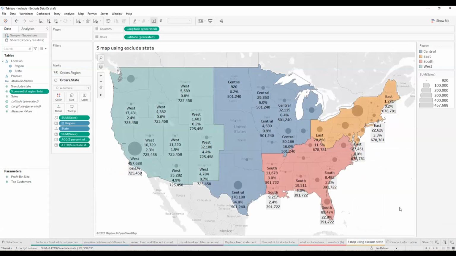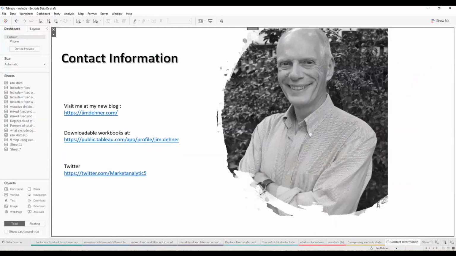Exclude isn't frequently used. Use it about 5% of the time. It has some values. Include is used about 15% of the time, and you can see that it particularly has some value when you're drilling down into data. And of course, fixed being the most frequently used LOD expressions, used about 80% of the time. That's what I wanted to cover off with you today. I hope you enjoyed this, and I hope it helps you understand a little bit more about include and exclude.